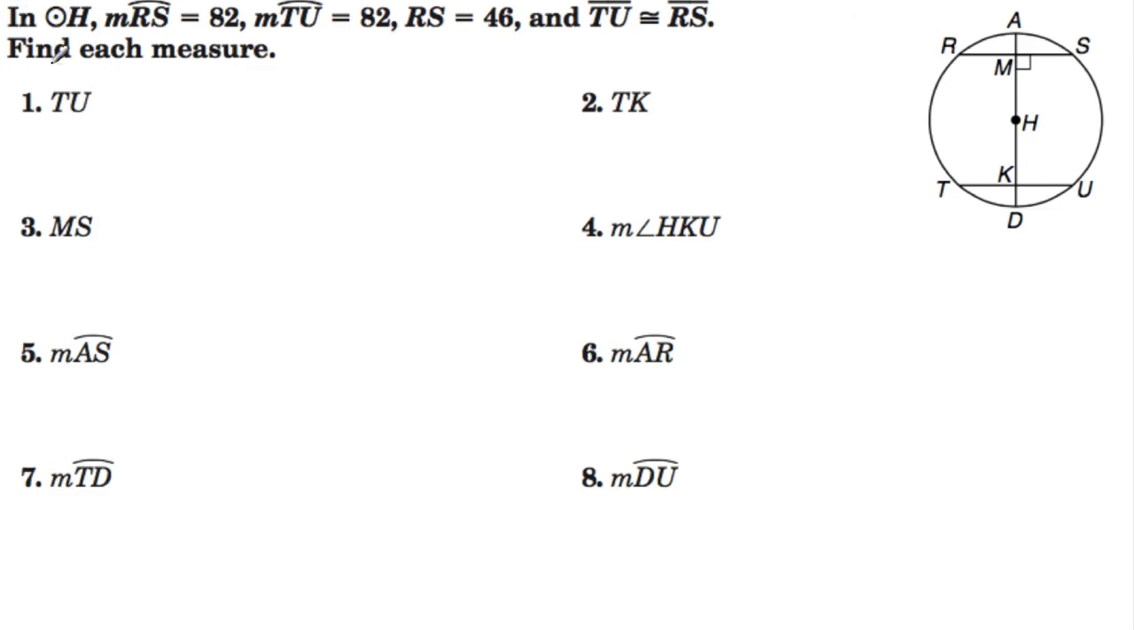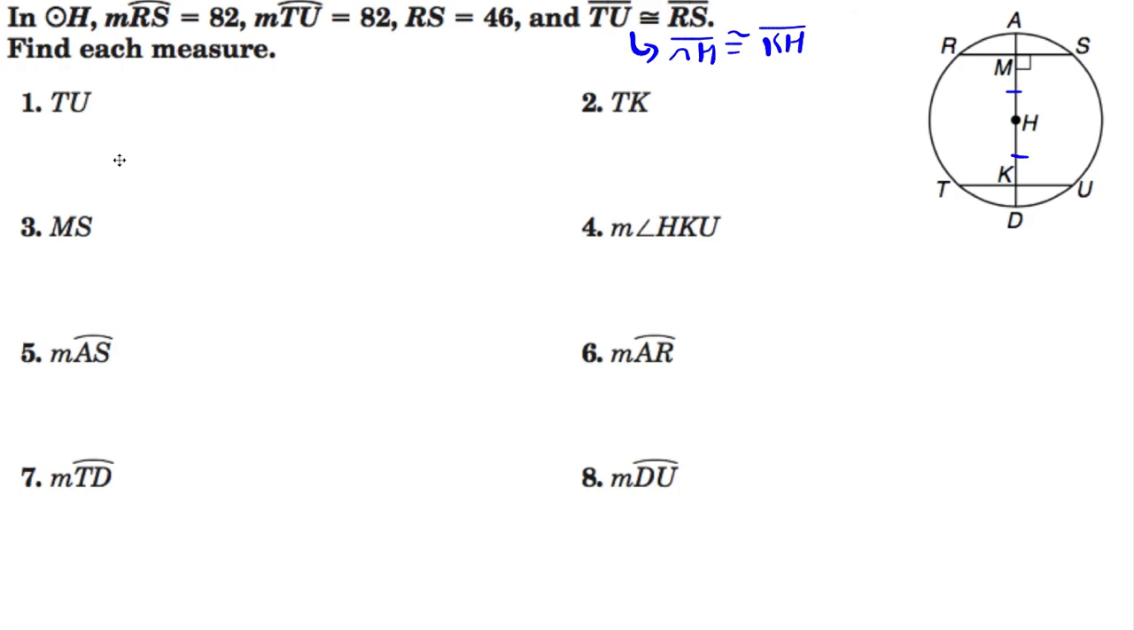So let's look at some examples here. So we have this circle H with the measure of the arc RS being 82. So this whole arc is 82. The length of this segment RS, so this chord, is 46, and TU is equal to RS. Those are two chords. They are congruent, so that means that MH must be congruent to HK, because that's the theorem we just looked at: two chords are congruent if they're equidistant from the center.